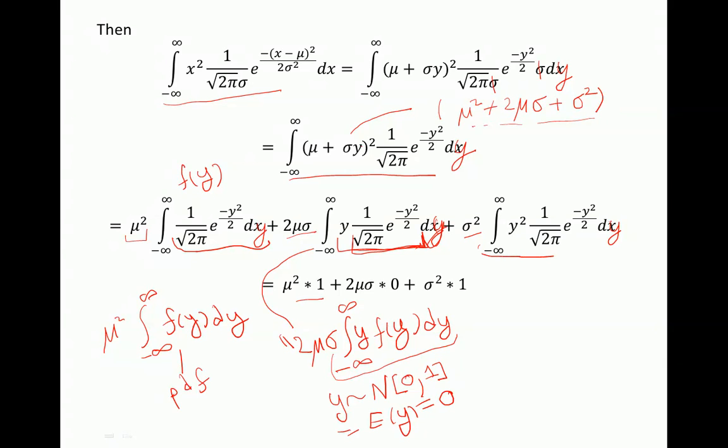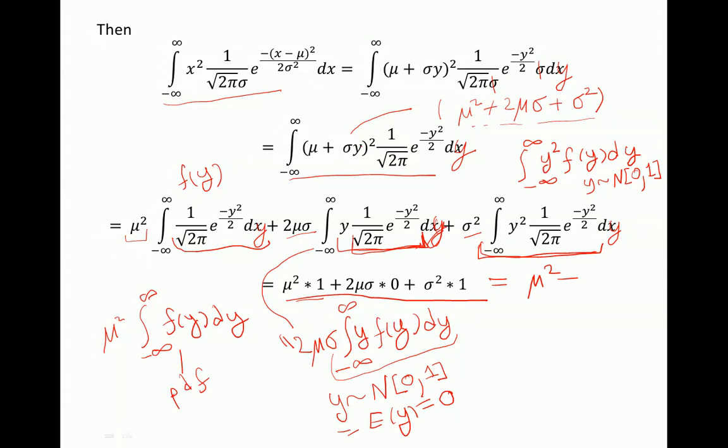And this integral here, we just computed that, because that is the integral from negative infinity to infinity of y squared f of y dy. So that is just the variance of y, again, when y is normally distributed with mean 0 and variance 1. So that integral equals 1, and therefore that's how we get this simplification here. And you can see that that equals mu squared plus sigma squared.